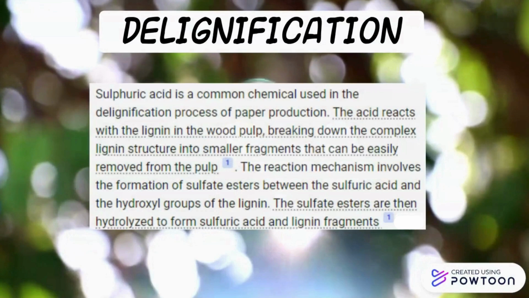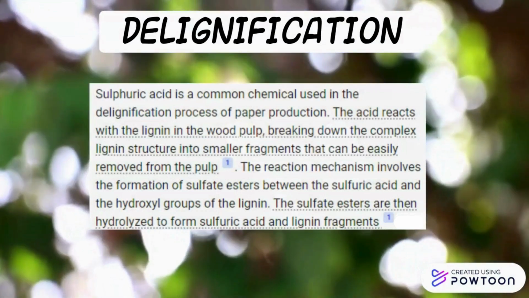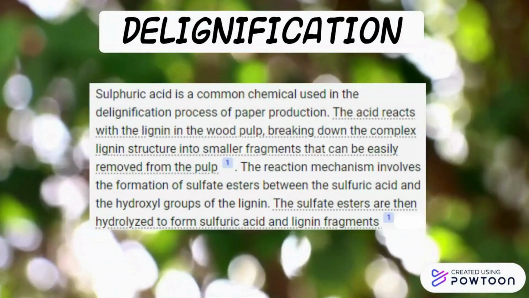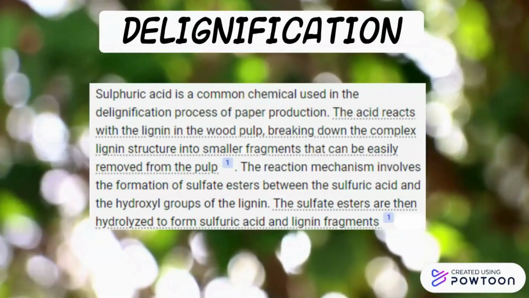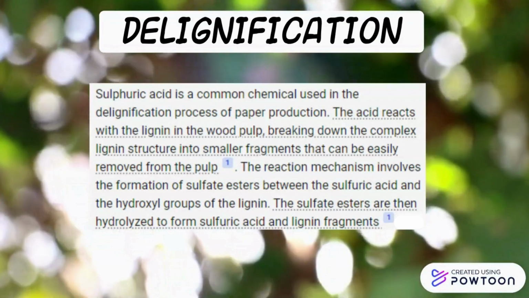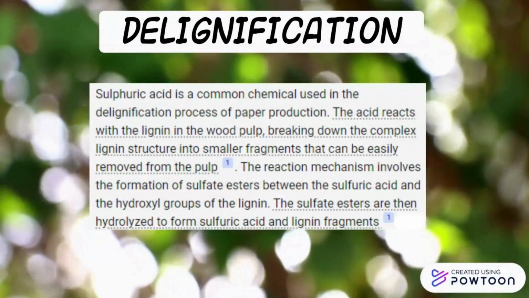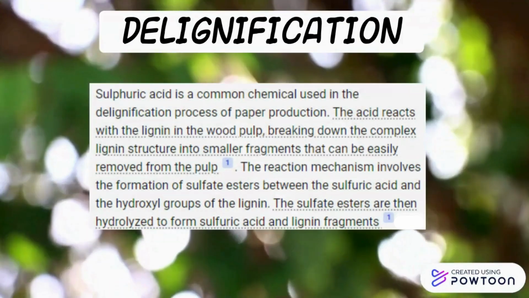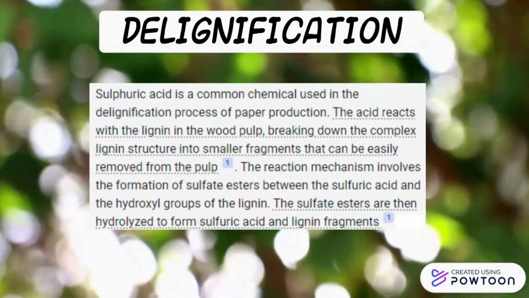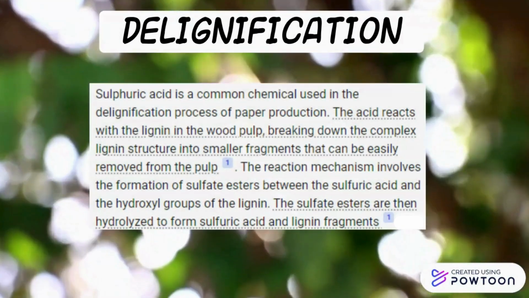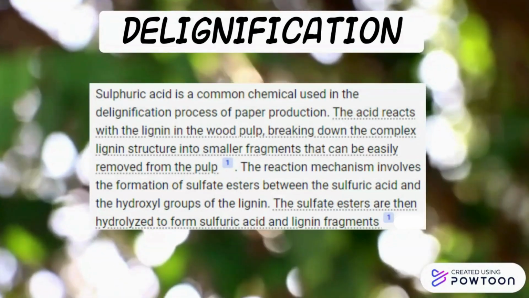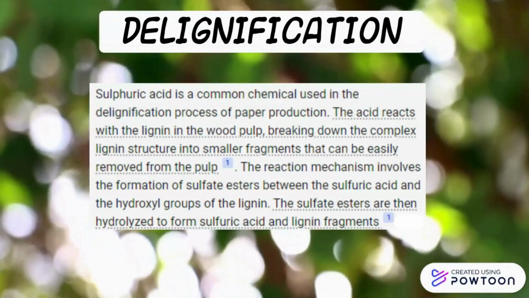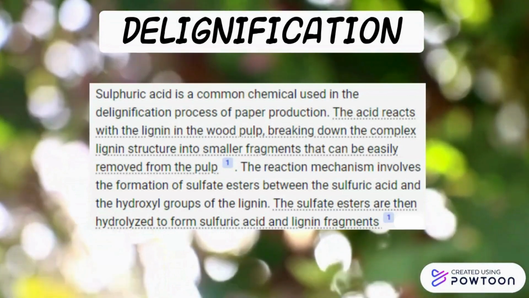Delignification. Sulfuric acid is a common chemical used in the delignification process of paper production. The acid reacts with the lignin in the wood pulp, breaking down the complex lignin structure into smaller fragments that can be easily removed from the pulp. The reaction mechanism involves the formation of sulfate esters between the sulfuric acid and the hydroxyl groups of the lignin. The sulfate esters are then hydrolyzed to form sulfuric acid and lignin fragments.